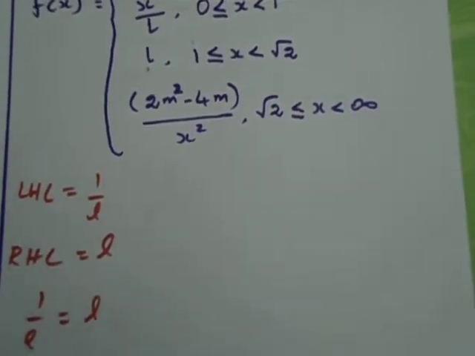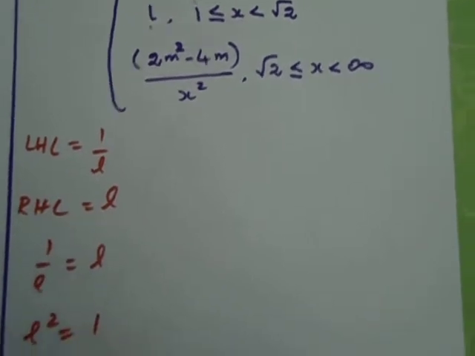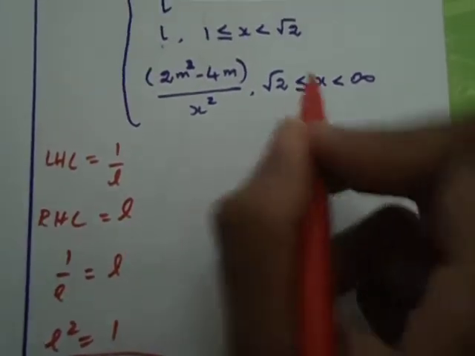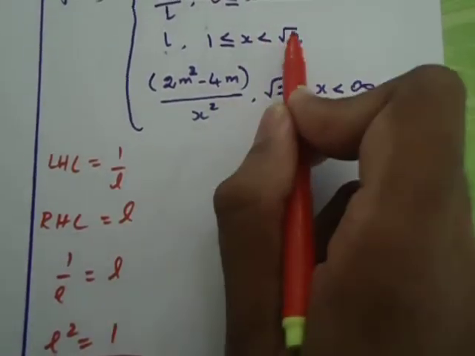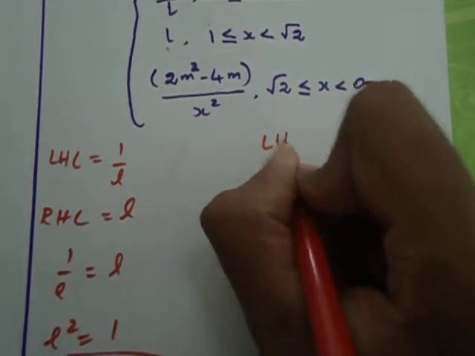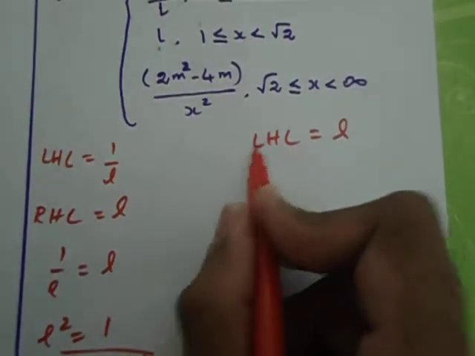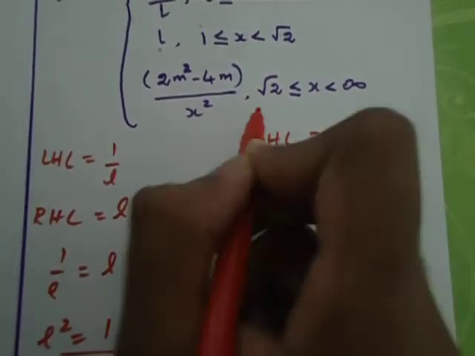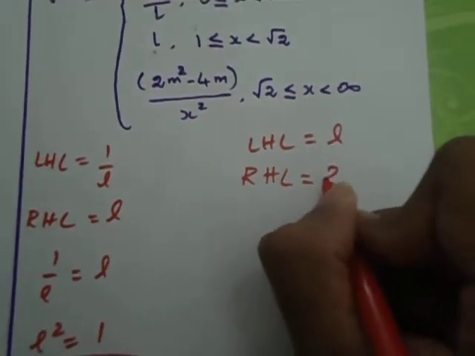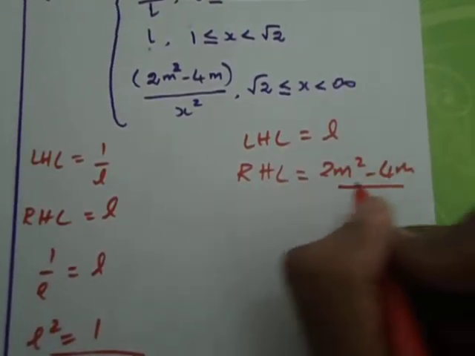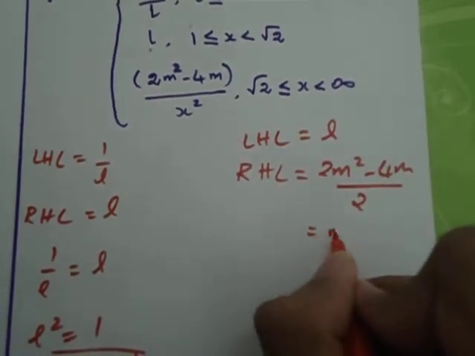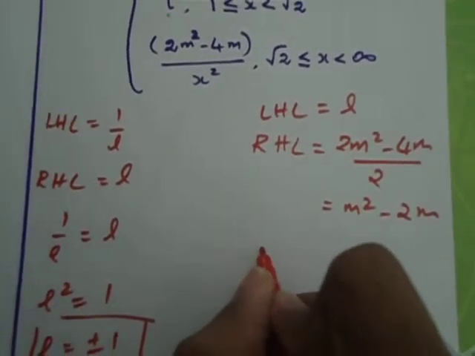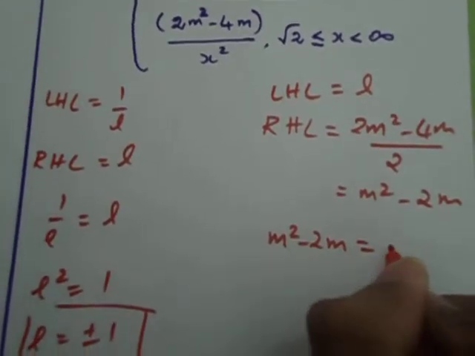so both of them have to be equal, so 1 by L is equal to L, which gives us L square is equal to 1, or L is equal to plus or minus 1. And then at root 2, let's check the continuity. At root 2, LHL is equal to L, constant, and RHL at root 2 is equal to, substitute root 2 here, we get 2m square minus 4m by root 2 square is 2, that is equal to m square minus 2m.